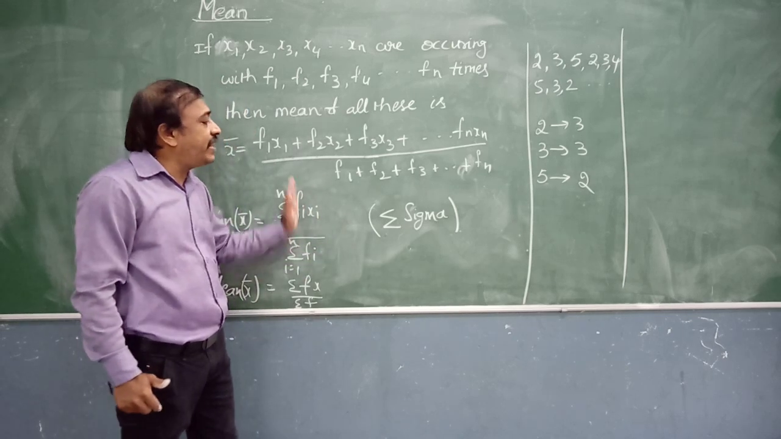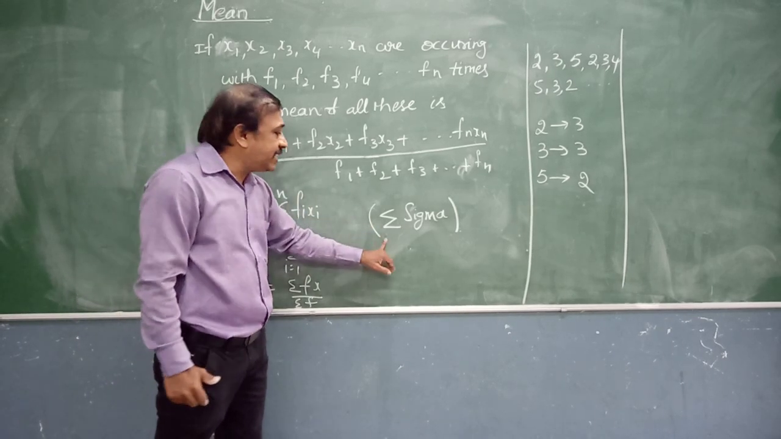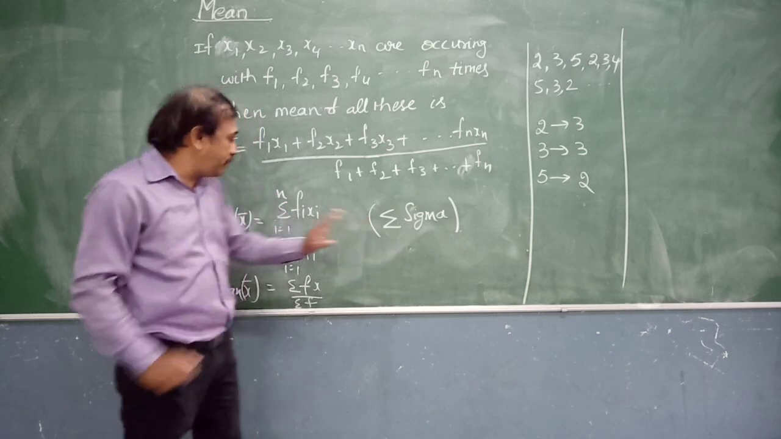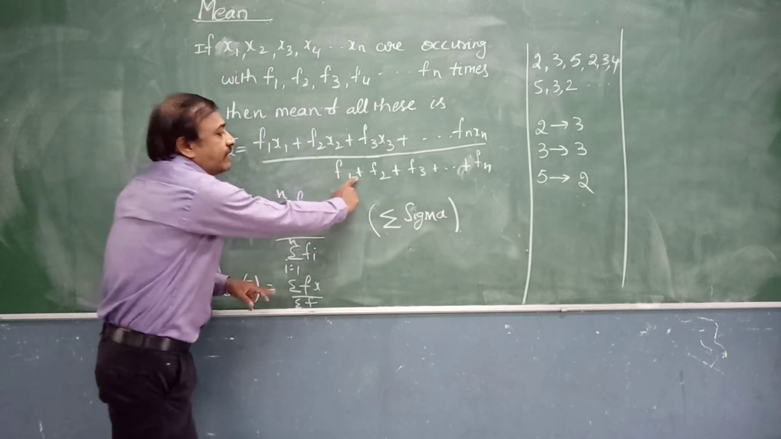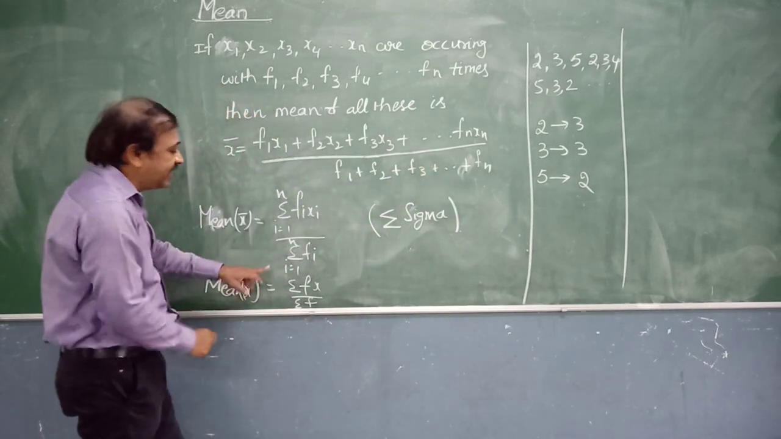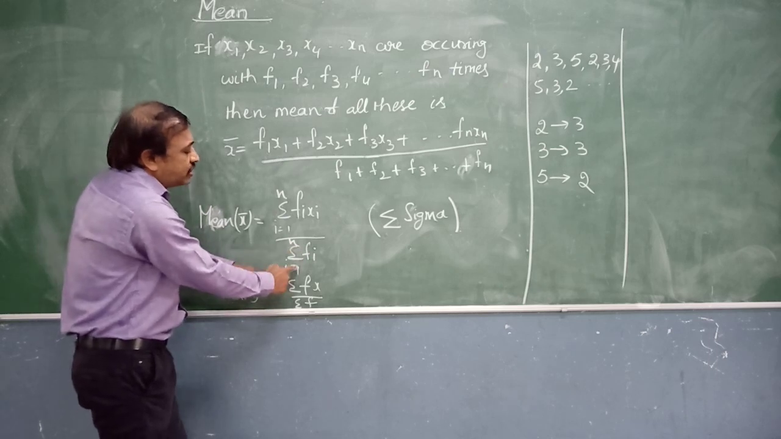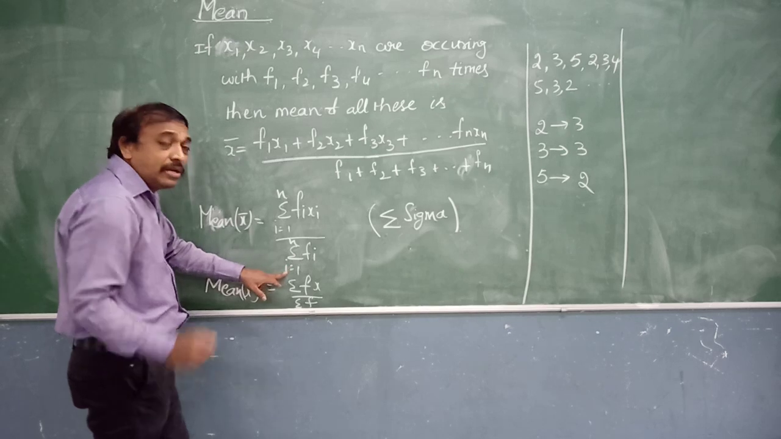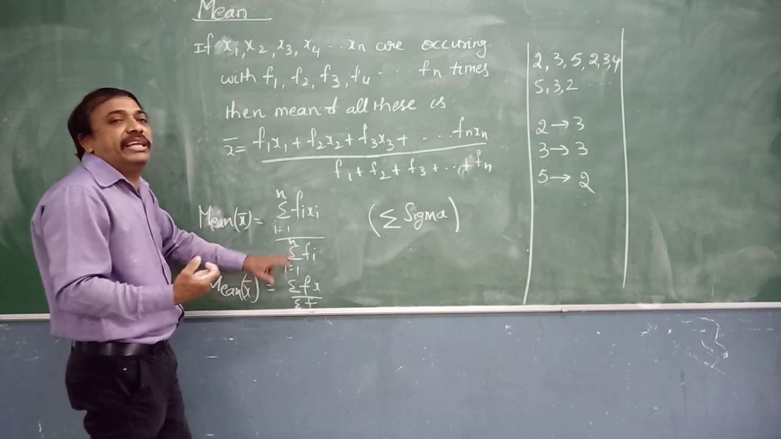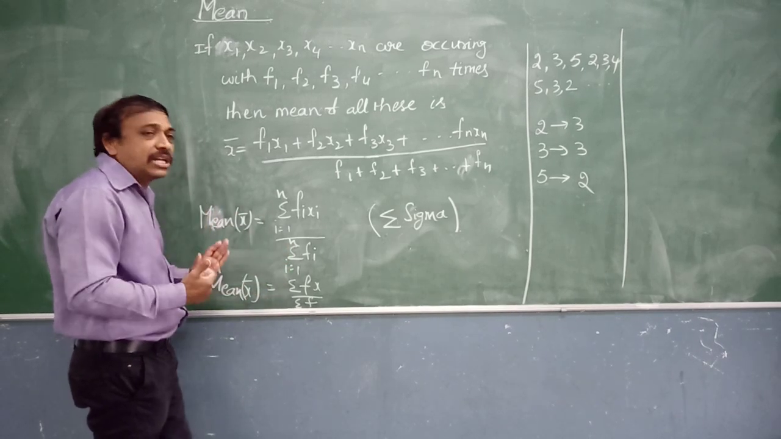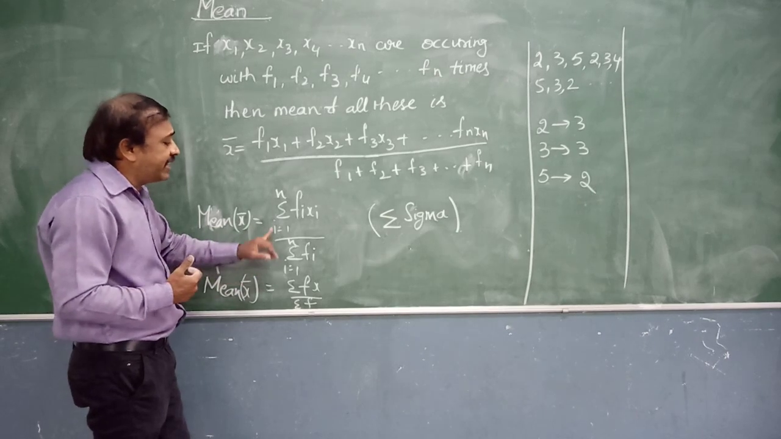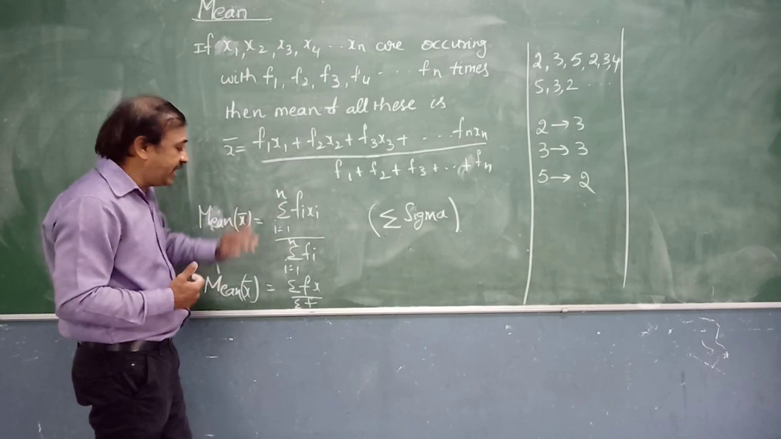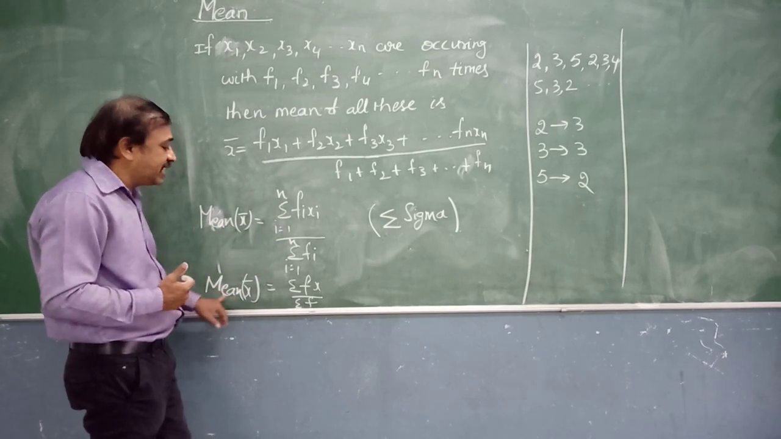So sigma fi xi, where this symbol we read as sigma, by the total frequency f1, f2, f3. Instead of writing this, sigma fi, where i equals 1 to n, here also the frequencies are from the beginning to the final. Shortly we can write, in spite of writing i equals 1 to n, shortly we write the mean as x bar.